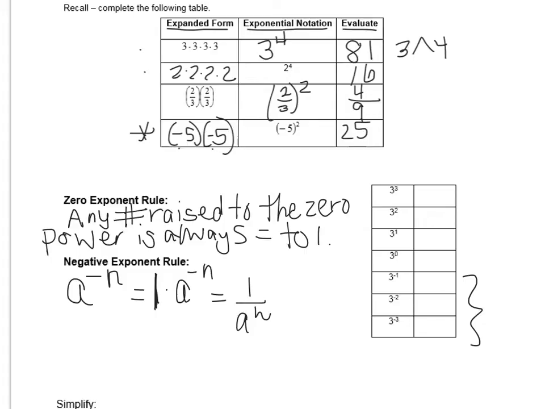Okay? So for example, if I had 2 times a to the -n, that would be 2 in the top, and then bring that guy down to the bottom so you can make its exponent positive.